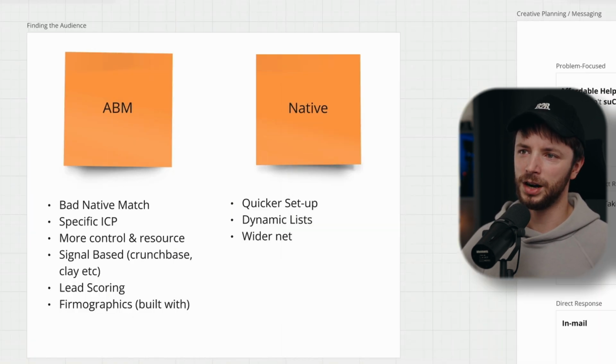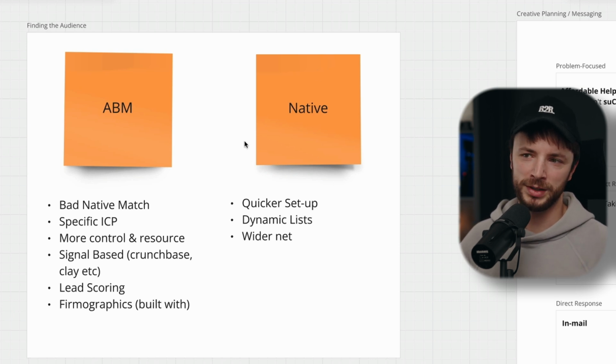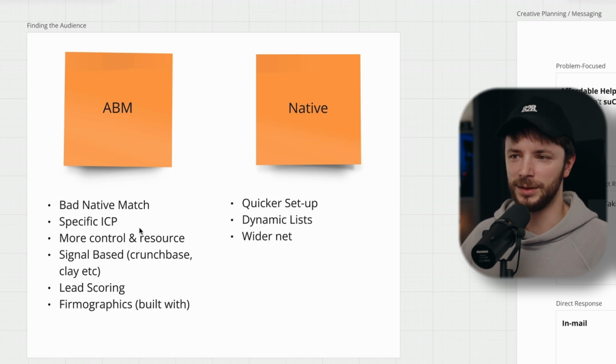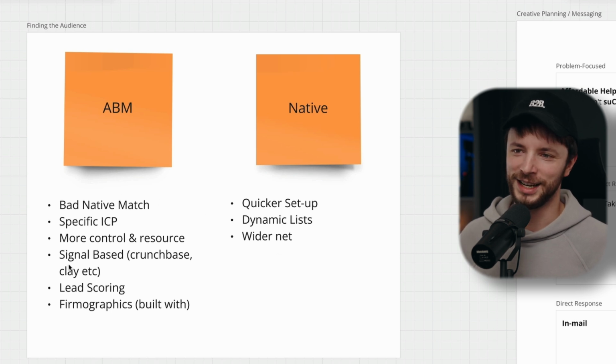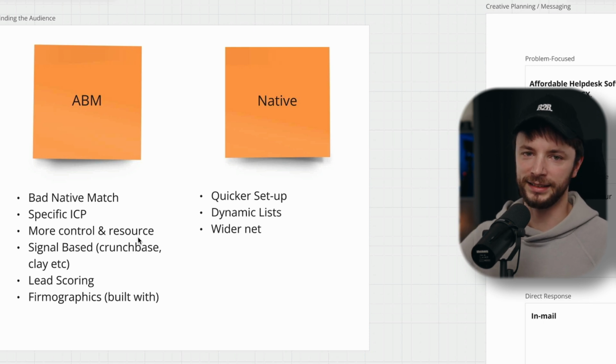And it's not to say that you can't create an ABM list and a native list and then compare the two. But if you want to do a native list, it's much quicker to set up. Dynamic list versus changing it with ABM, and obviously you cast your net wider. You can ultimately win clients by accident. You don't know who you're targeting, whereas here you guys are going to know the clients you're targeting anyway. So those are the two different options when it comes to creating a LinkedIn ads audience.